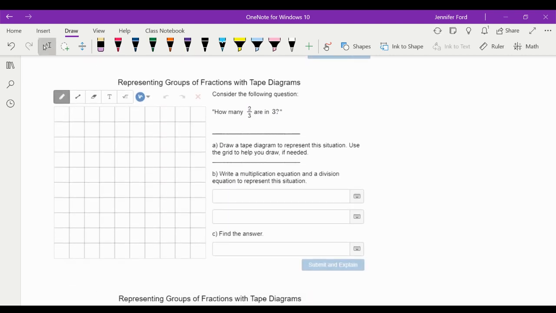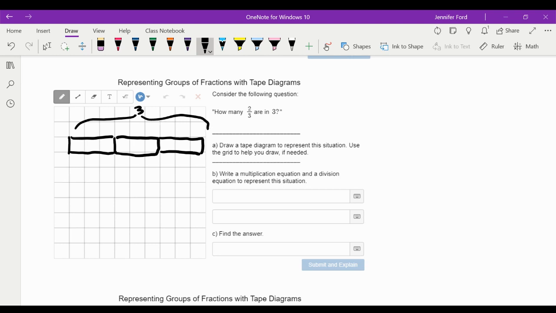Third one, how many 2/3 are in 3? All right, since I'm dividing by something that's in thirds, I'm going to make each one three squares. So that's 1, 2, 3. That's my 3. How many 2/3? So that's one group of 2/3. That's two groups of 2/3. That's three groups of 2/3. That's four groups of 2/3. And then I have that little piece left over.